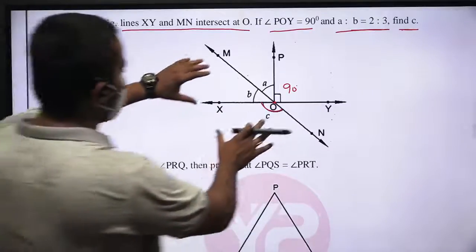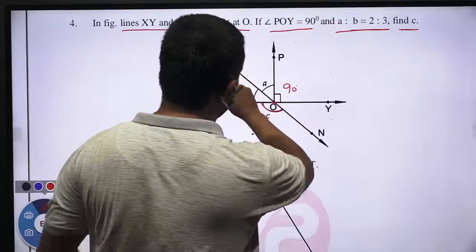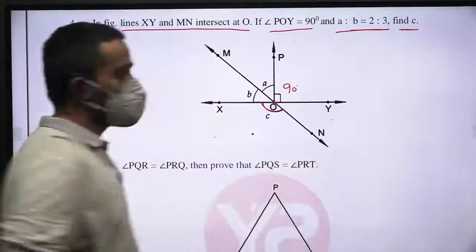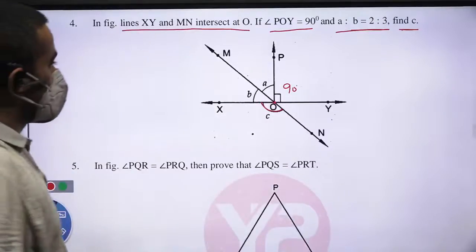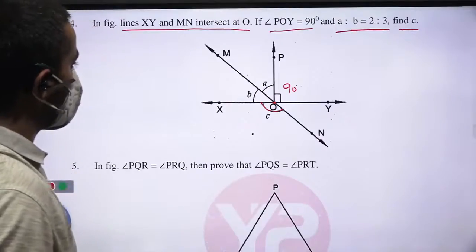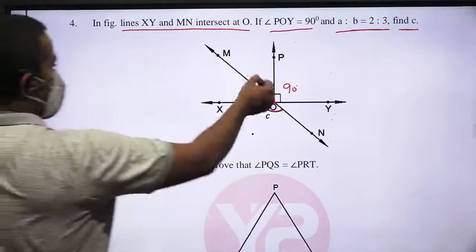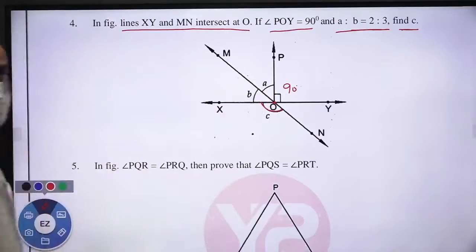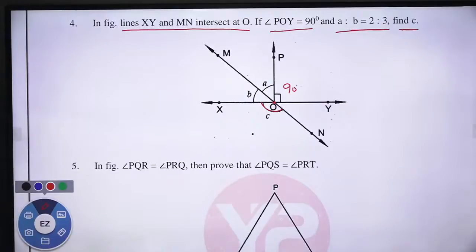If XY and MN intersect, of course vertical opposite angles can also be used here. Yes, we can use them. And the ratio A to B is given to us, that is 2 is to 3. Otherwise also we can solve this. Angle POY is 90. Yes, friends.